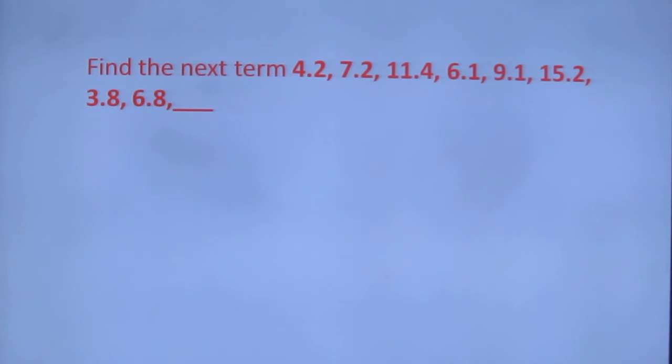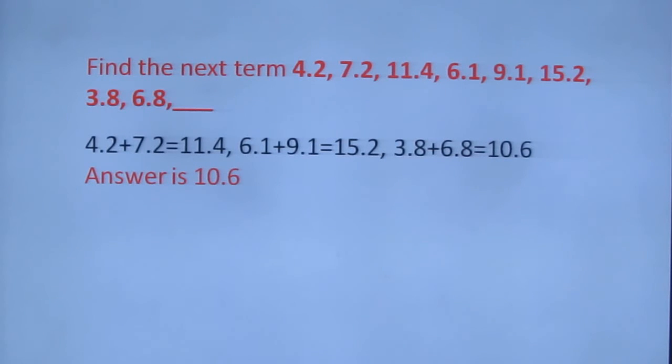Yes, it's very simple. As I said earlier, just observe the first 3 terms. What are the first 3 terms? 4.2, 7.2 and 11.4. Just add both. 4.2 plus 7.2 is 11.4. Now take the next 3 terms. 6.1 plus 9.1 is 15.2. Now take the next 3 terms. The third term is missing, but still 3.8 plus 6.8. What is 3.8 plus 6.8? 10.6. So our answer is 10.6. Beautiful question, isn't it? Yes.